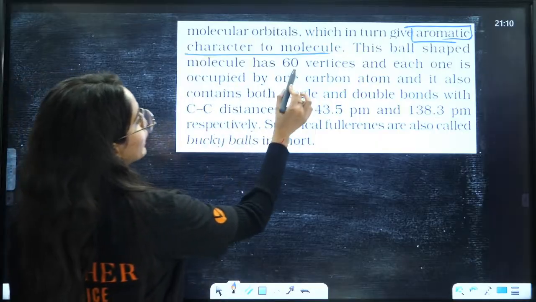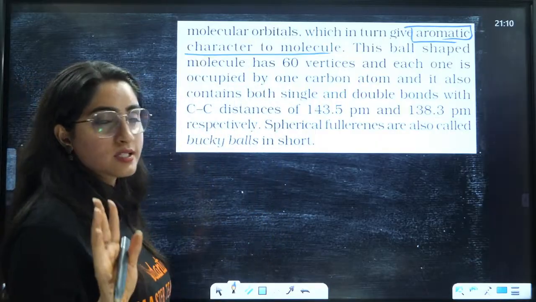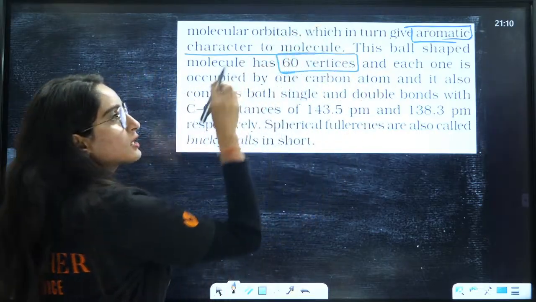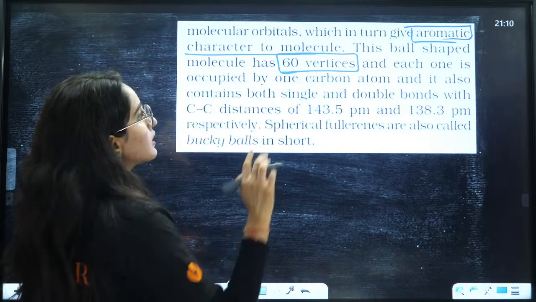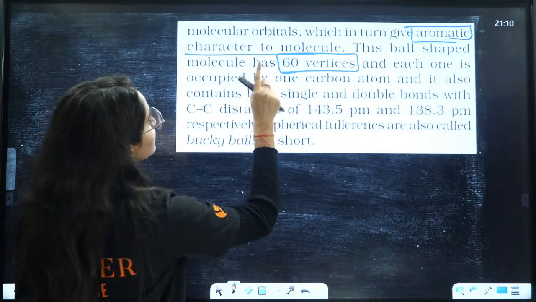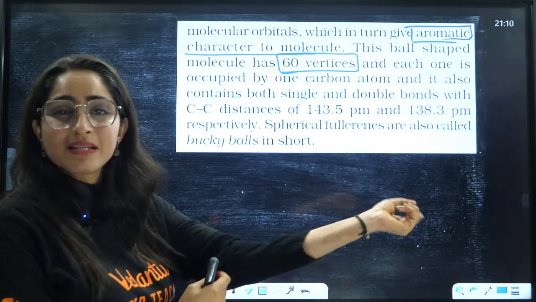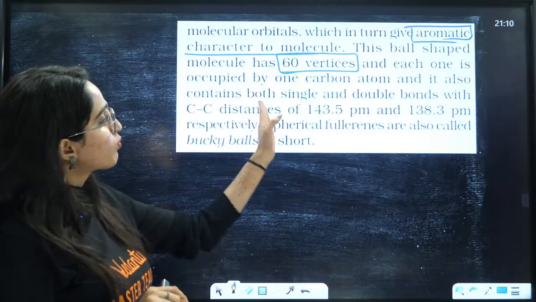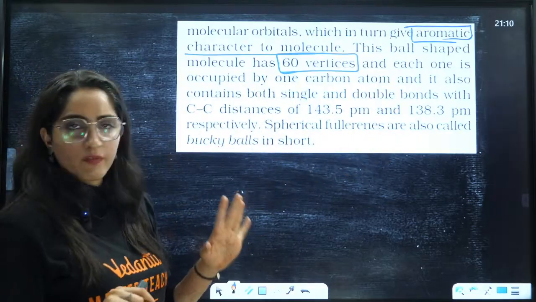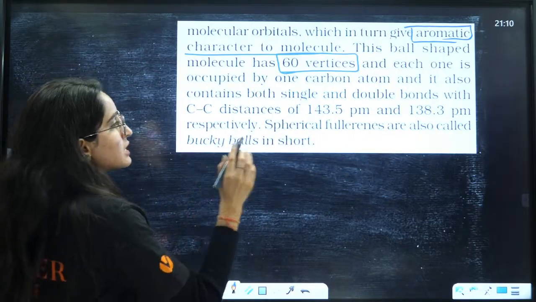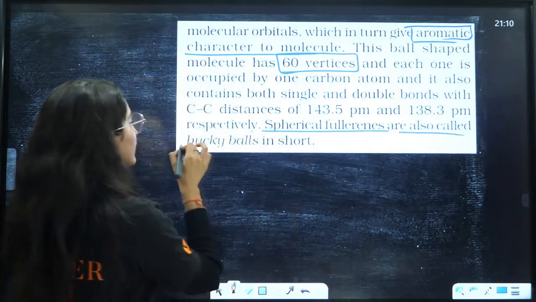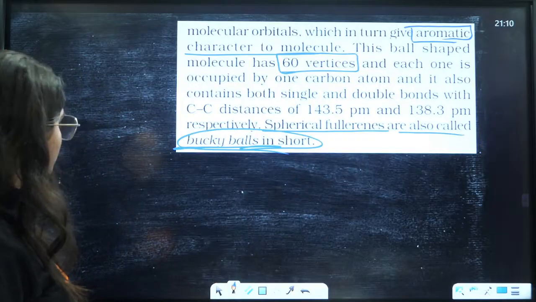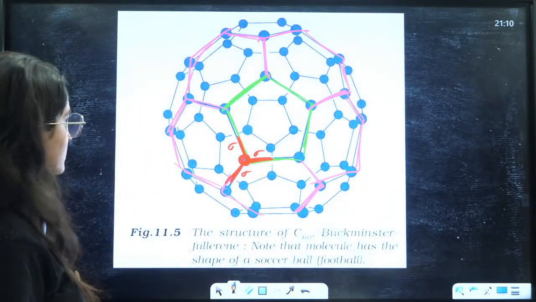This ball-shaped molecule, this question I have also seen in some practice book, very important: Buckminster fullerene is aromatic in nature, right? The ball-shaped molecule has 60 vertices, that means 60 carbons, each vertex occupied by one carbon. It also contains both single and double bonds, because of the delocalization. Spherical fullerenes are also called buckyballs in short, right? It's like a ball only. You can see it's like a ball only.